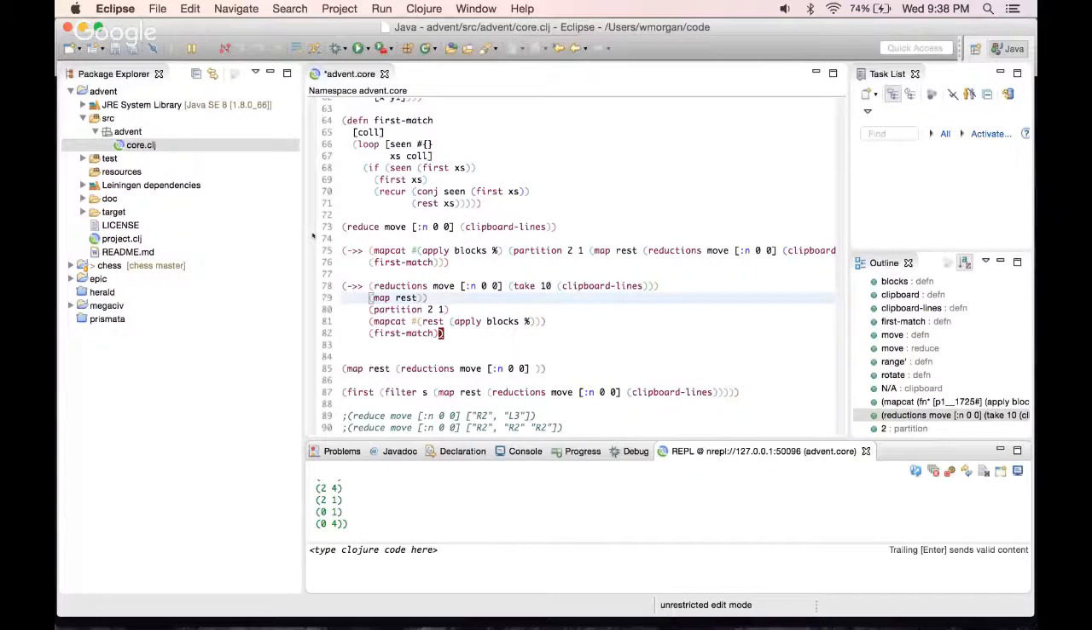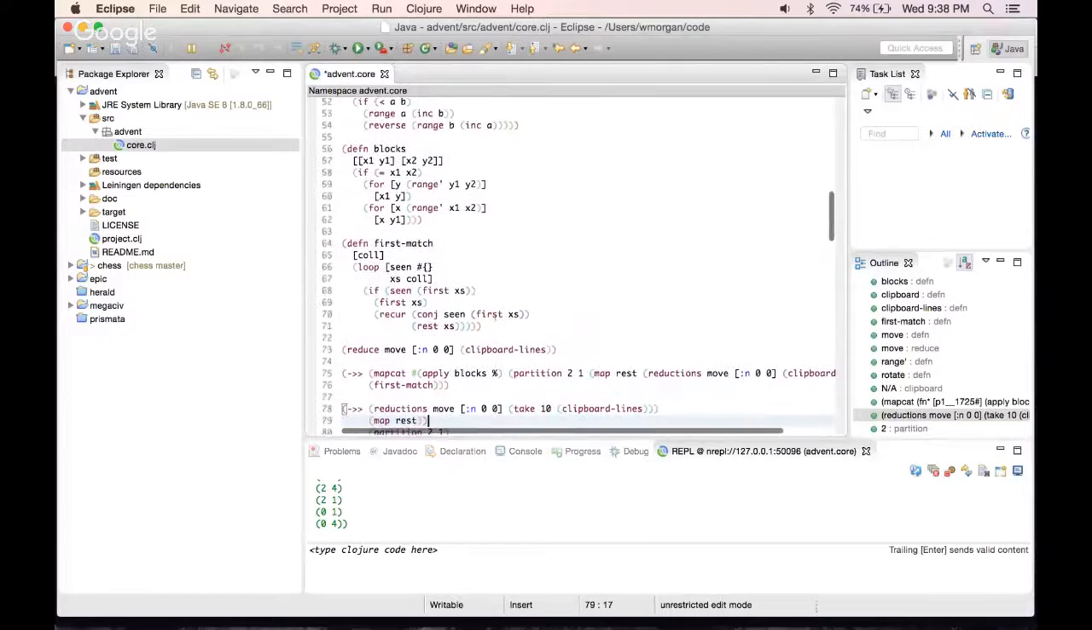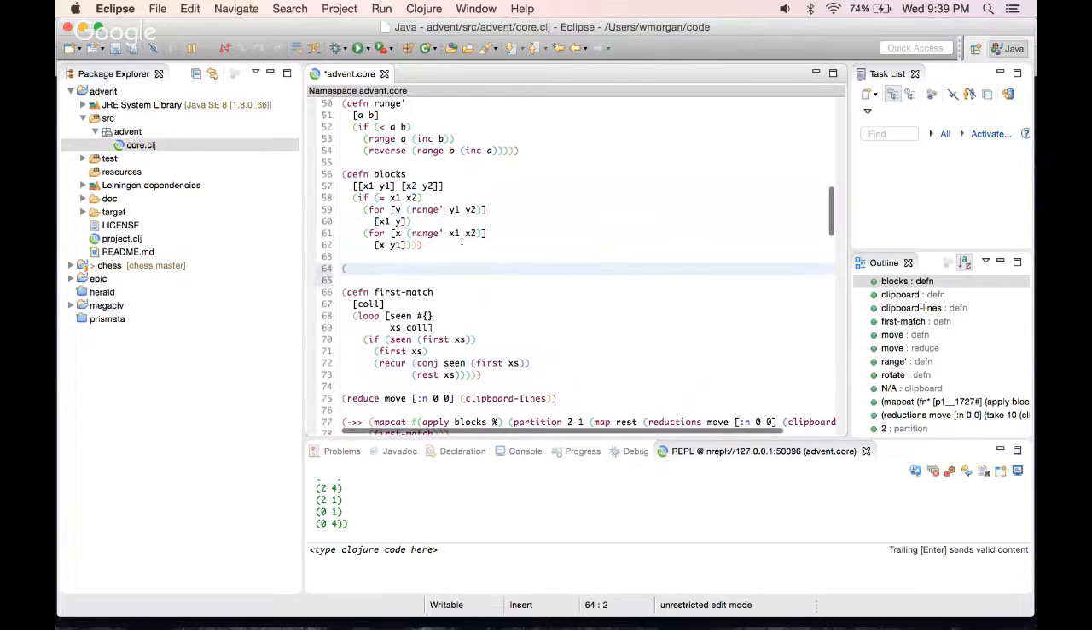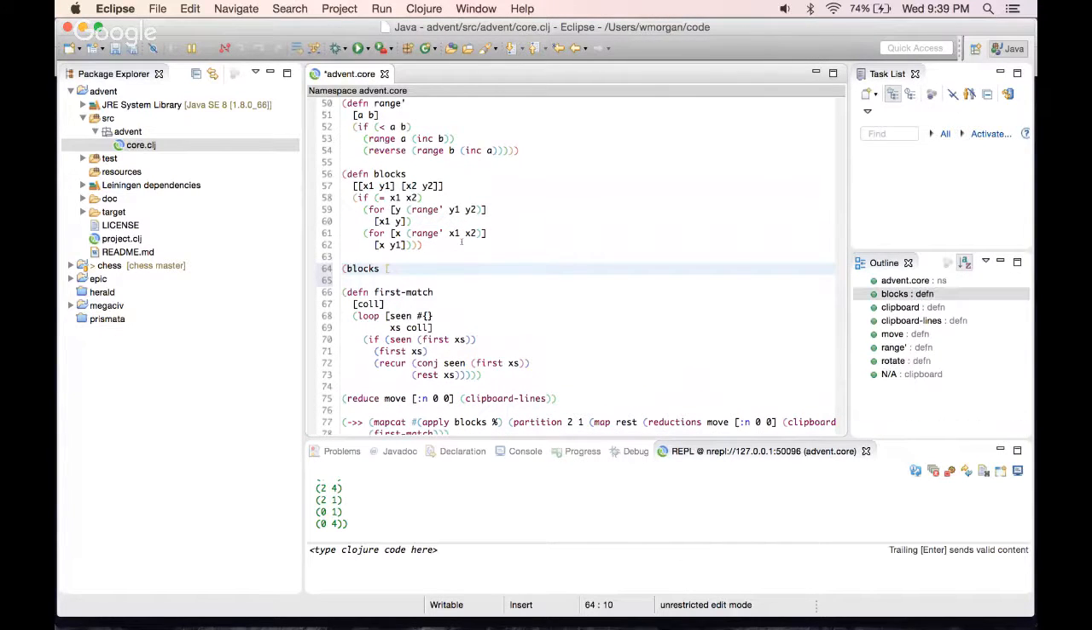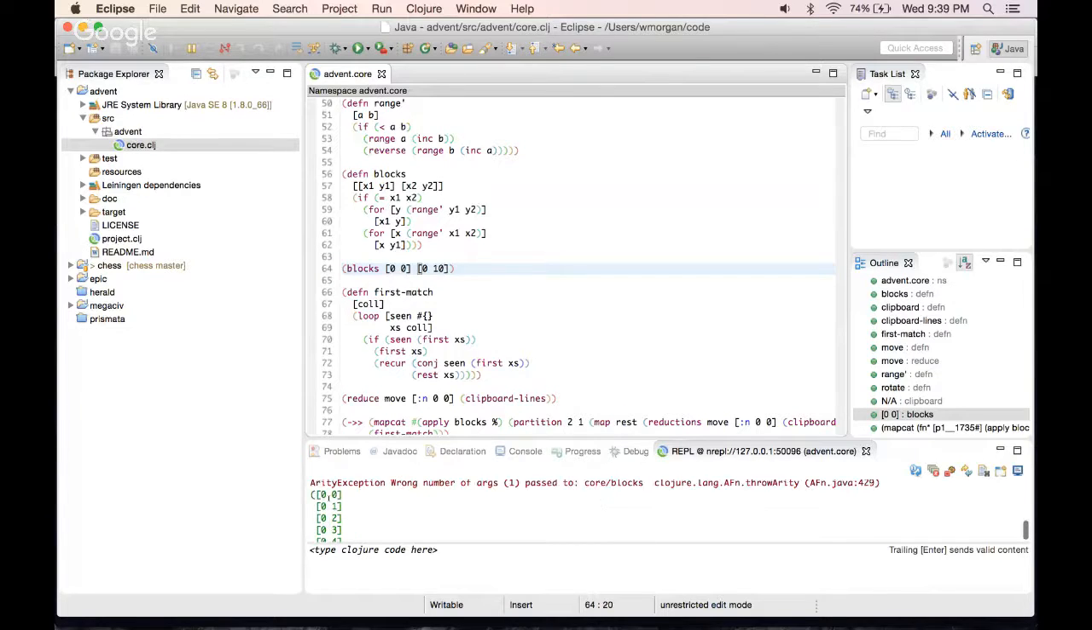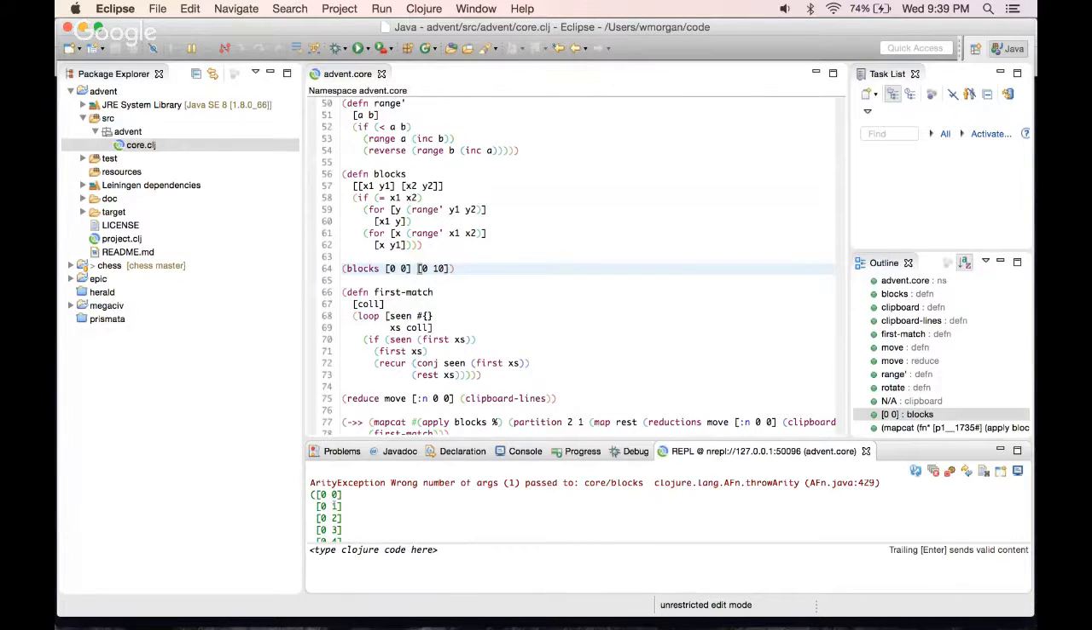So I wrote this function blocks here, which initially had some trouble. The point of blocks is that it takes 2 coordinates and gives you a list of all of the coordinates that occur in between. So the blocks from 0, 0 to 0, 10. Why doesn't it like that? Oh, because I have to. Blocks from 0, 0 to 0, 10 take you from 0, 0, 0, 1, 0, 2, and so forth.